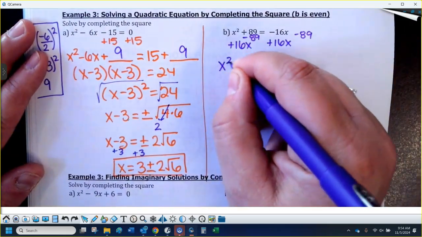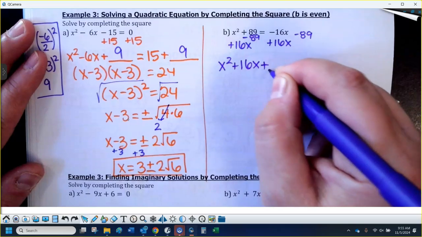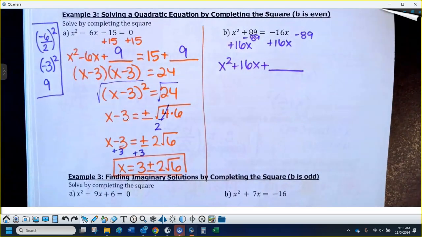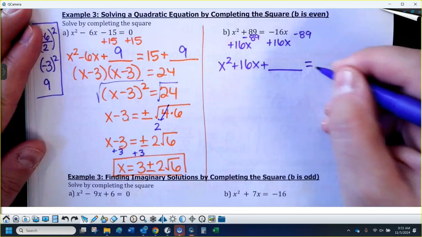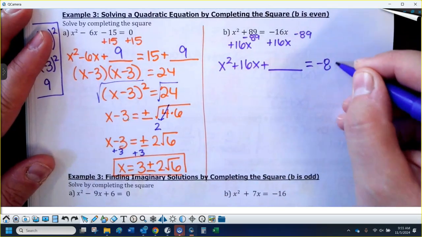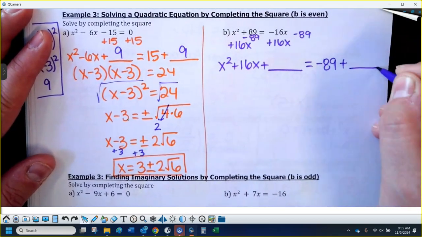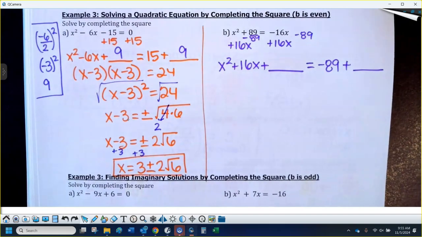So I'm going to write x squared plus 16x. Then I'm going to leave myself a little space so I can complete the square and make my perfect square trinomial. The other side would be negative 89 plus, I'm just going to write that little space for myself, because when I complete the square, I've got to add that number to both sides to keep my equation balanced.